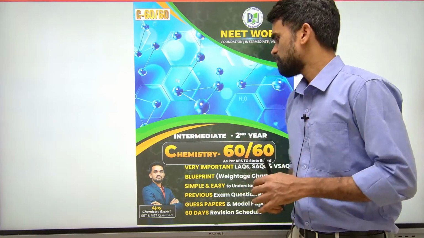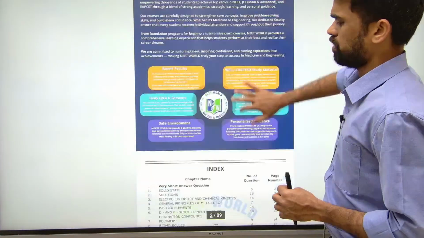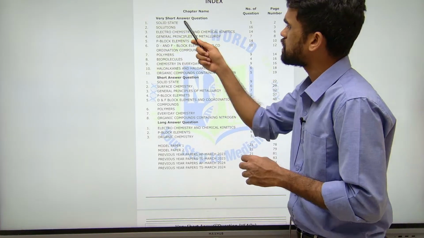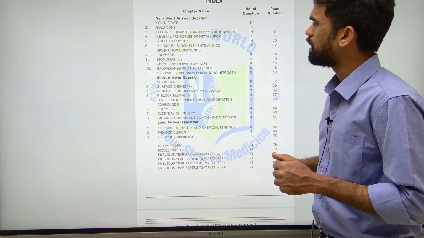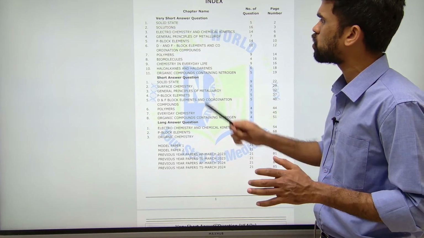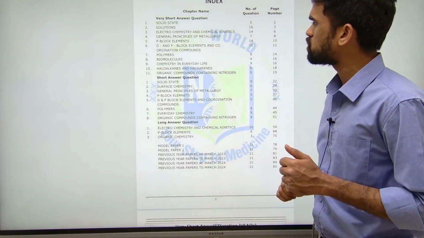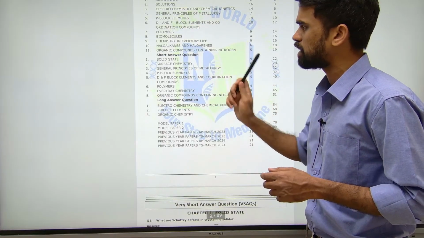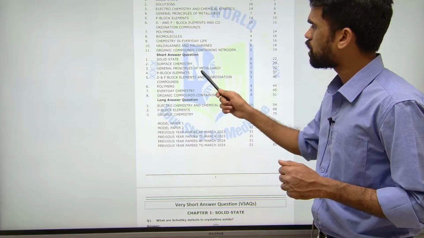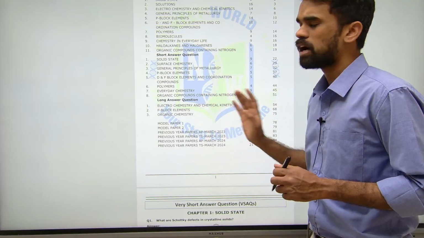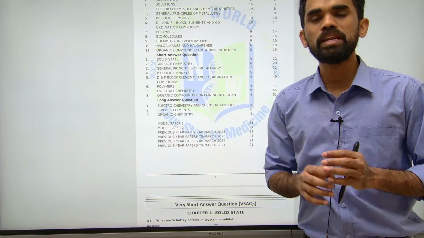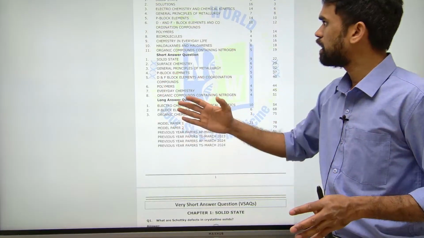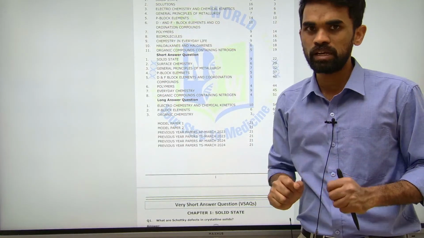Right now we will be discussing the very short answer type questions. If you see this index paper ones, we have discussed solid state, solutions is also over. Today we will be discussing D and F block; coordination complex is completed, polymers also completed. When it comes to short answers, solid state completed, surface chemistry, P block, D block is also completed. So all long answer type questions are also completed. The remaining things we will be continuing in the upcoming discussion, but here we will be sticking to these D and F block elements as of this session.